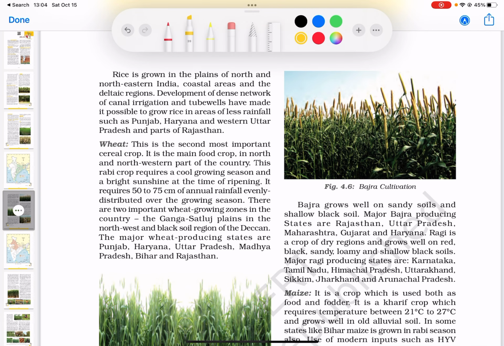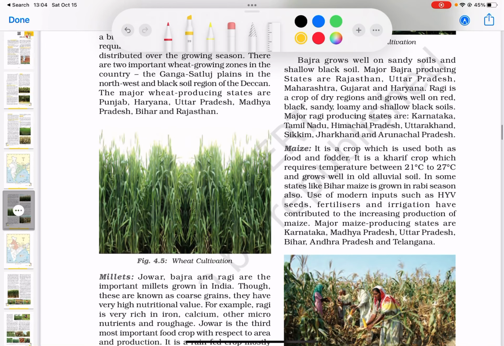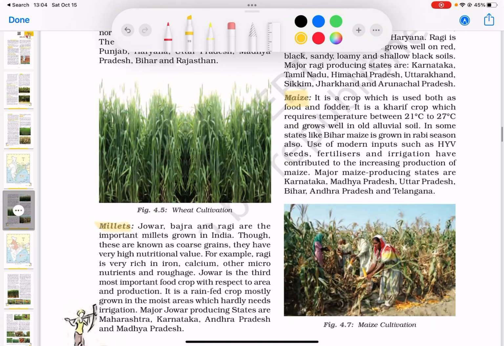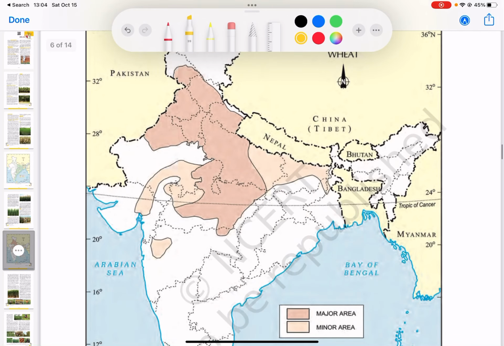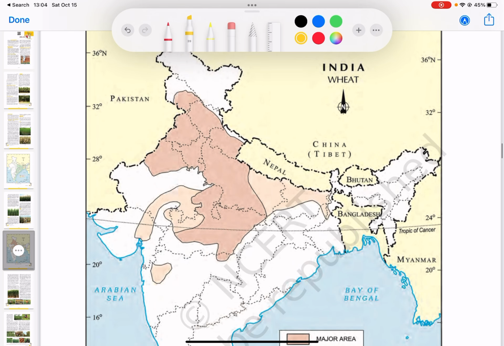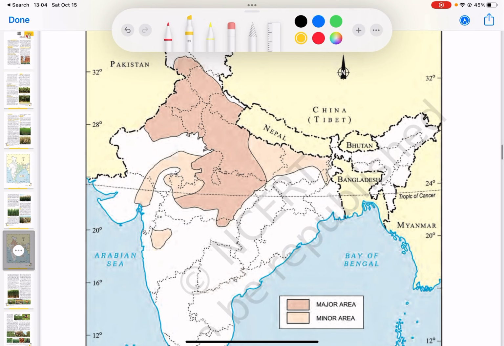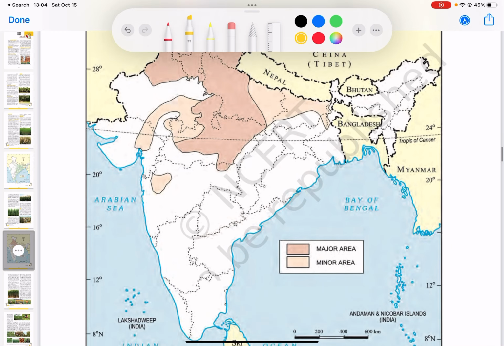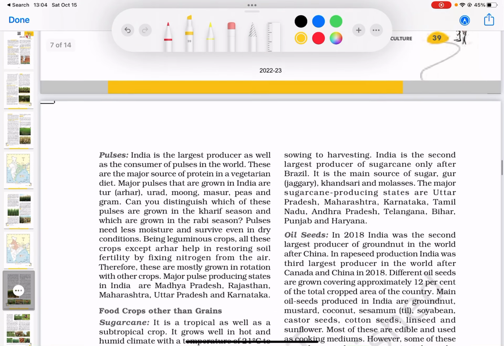Then the next crop we will talk about is wheat as another major crop. Then you have millets as another major crop. Then we will learn about maize as another major crop. You can also see a map which plots where wheat is grown in different parts of India. You can see it's mostly in the upper half, mostly focused in the north with a little bit towards the east as well.